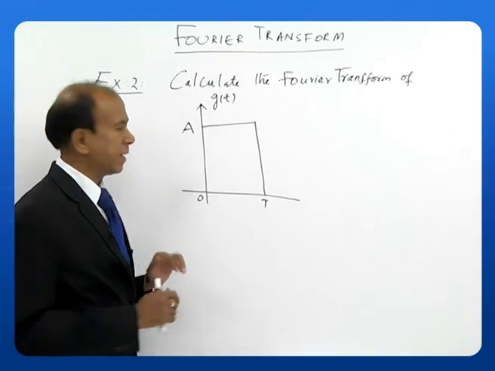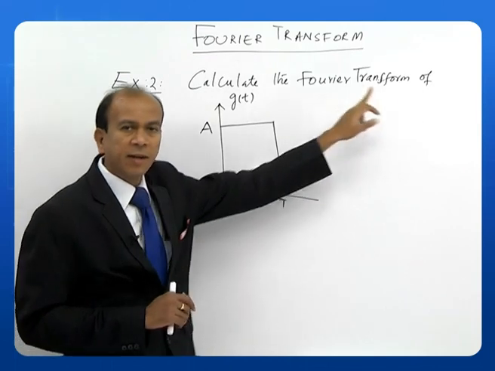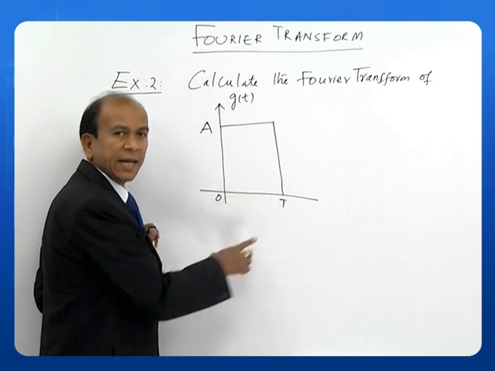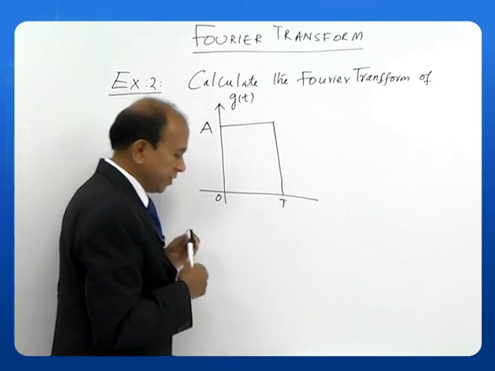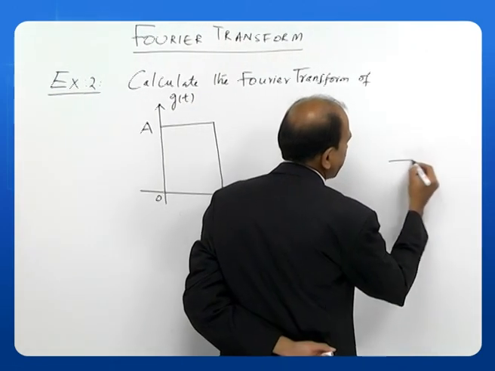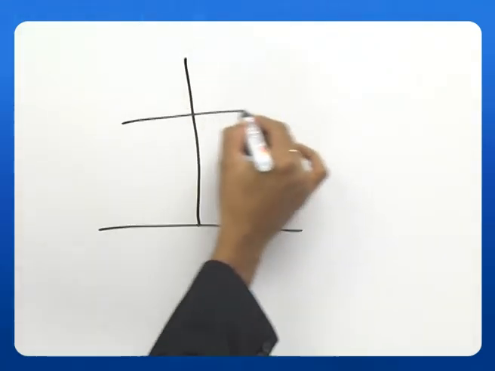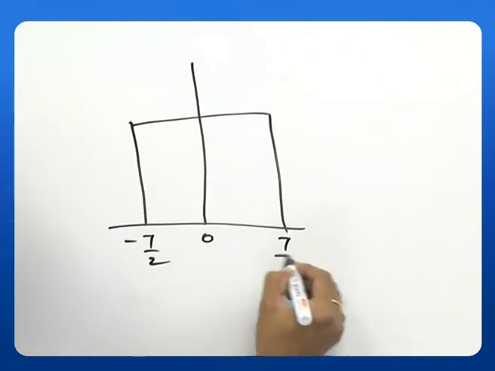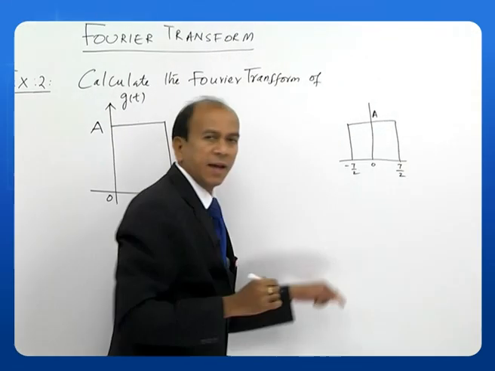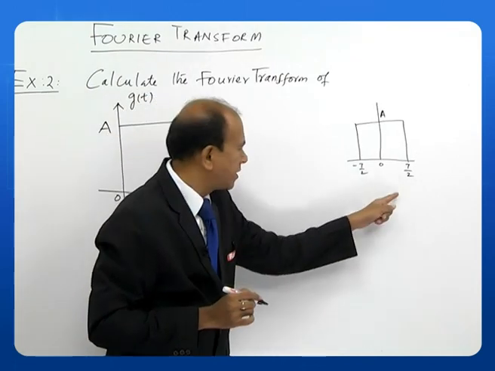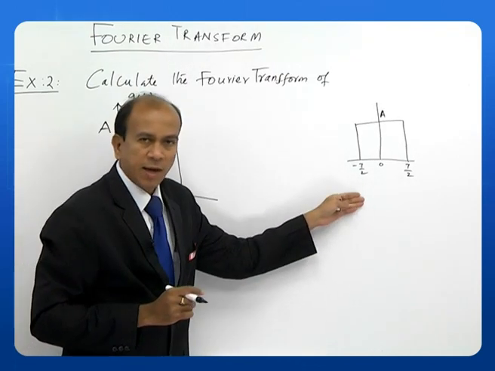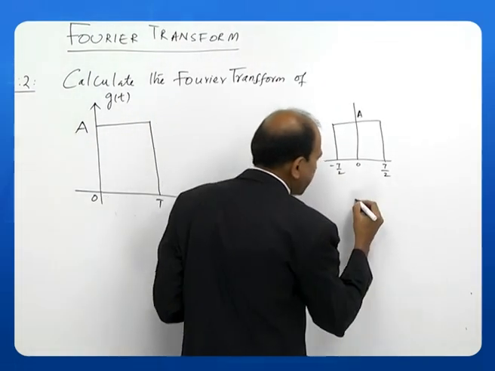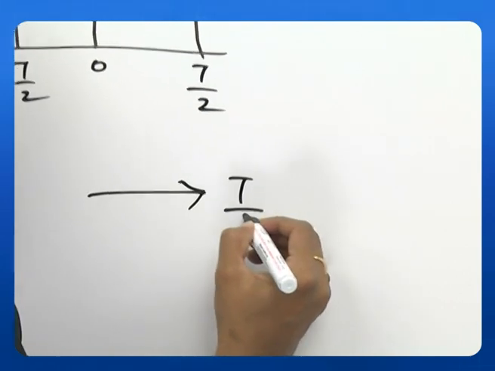Okay, let us see the second example. We have to calculate the Fourier transform of the given signal. This is again a rectangular pulse. Earlier there is another rectangular function like this, from minus T by 2 to T by 2, with amplitude A. What is the difference between these two? What we have done is shift this by a factor T by 2 to the right.